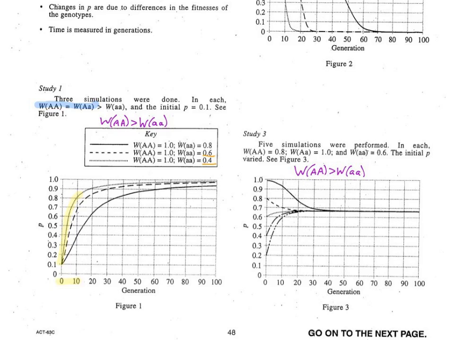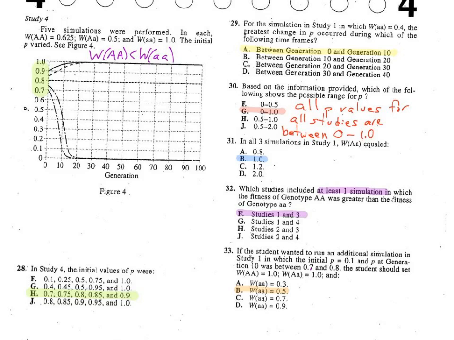Therefore, I need to be in between the tightly dashed line and the medium dashed line, a 0.4 to a 0.6 value. Therefore, I need to be between those. I'm going to look for something between them. That would be answer choice B, 0.5.